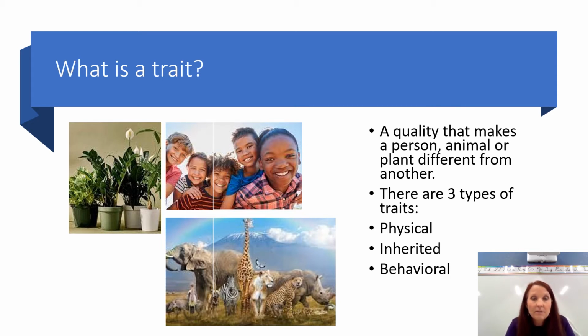So if you look at these pictures, you can see that there are plants that are different shapes, colors, sizes. The picture of the kids also have kids, different sizes, different skin colors, their face shapes are different. And then again, same thing for the animals. The animals all have different traits. That's why every plant, person, and animal is different from each other.